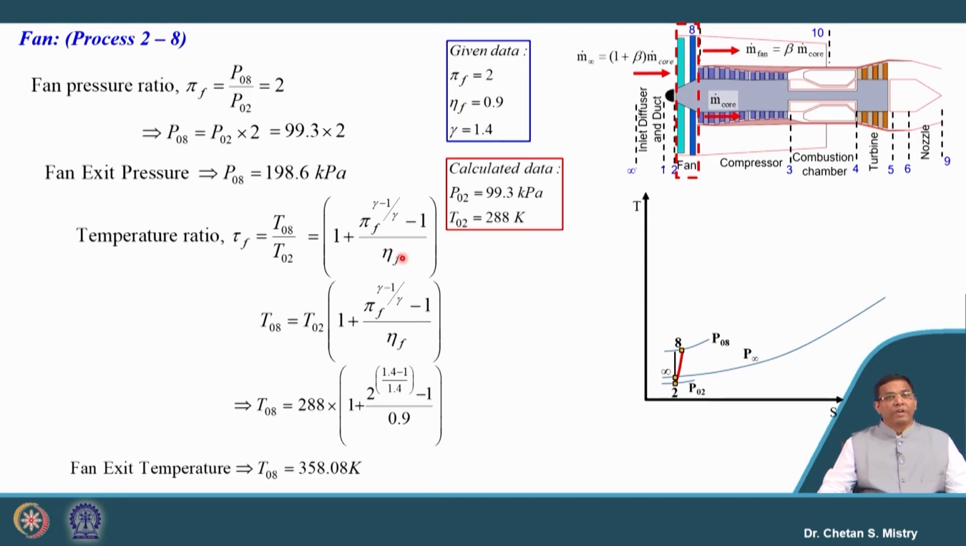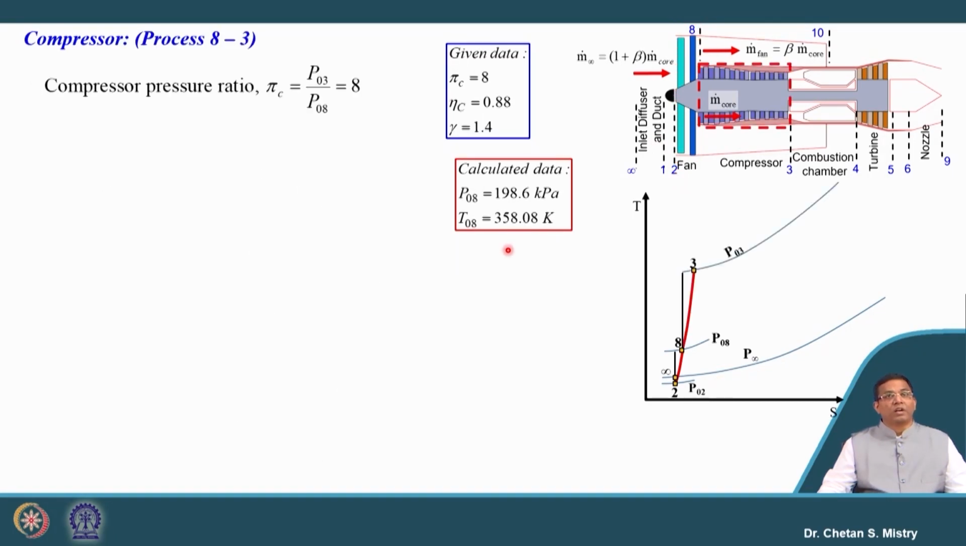Okay. Now, the very next component we have is our compressor. Since this is a single spool, the fan and compressor are both on the same shaft. So, let us calculate for the compressor. We are given a compression ratio of 8 and efficiency of 88%. At the entry of the compressor the pressure will be 198.6 kilopascal. Just realize this part: whatever compressed air comes out of the fan will be entering this core engine.